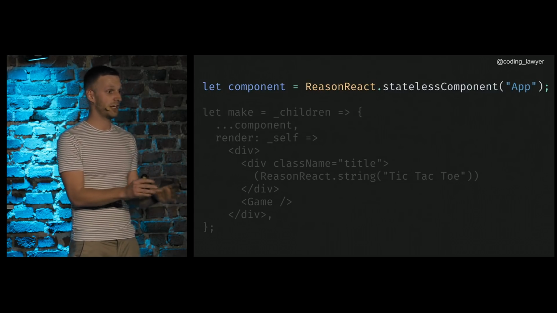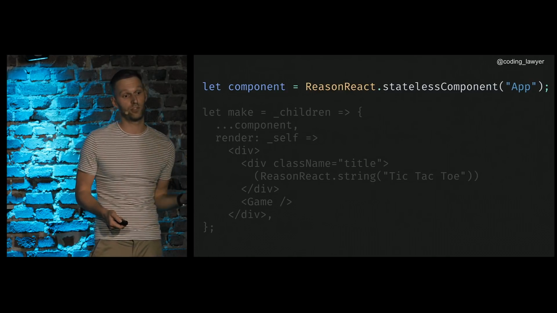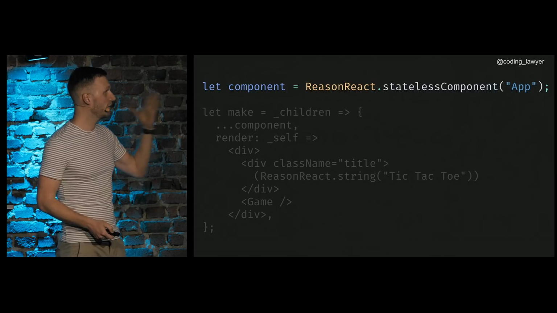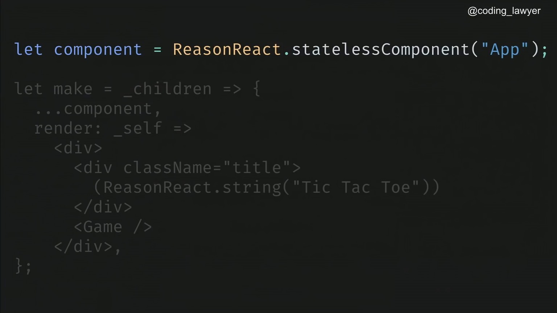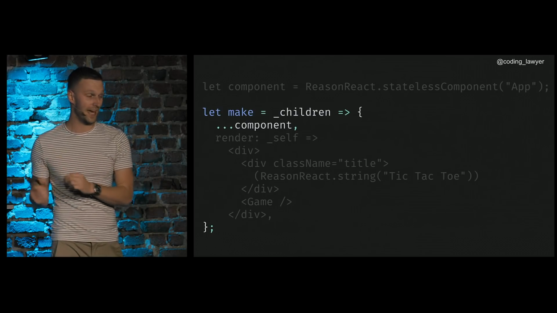But unlike an object, it's immutable. So you can think of it as an immutable JavaScript object for now. But this is a simple component, and it doesn't do anything. So we would like to adjust this component to our needs, and we do that inside the make function. You can think of the make function as a function that takes props and returns your component, as in React.